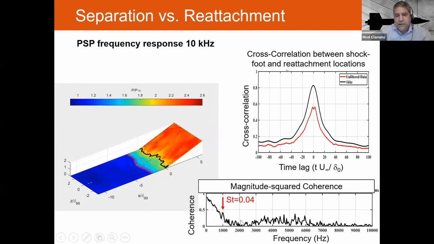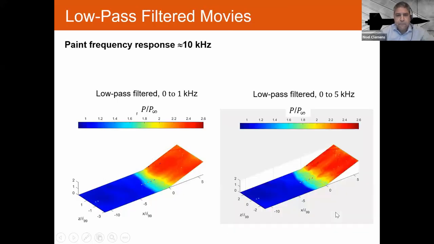And then this is the coherence, showing whether or not these are behaving as a linear system. You can see that for the low frequencies down here, the coherence is quite high, suggesting the shock foot and reattachment are behaving like a linear system.